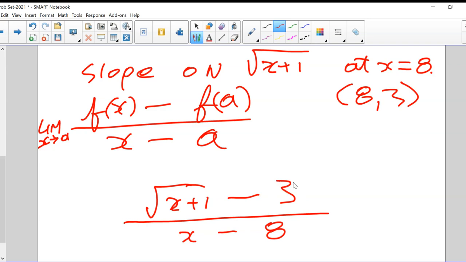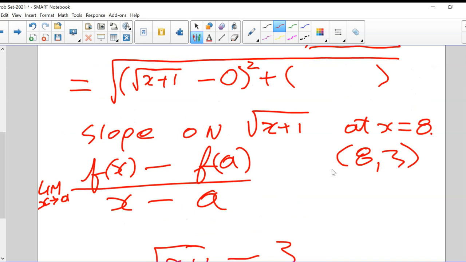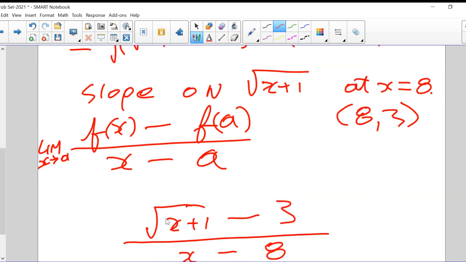So where's the 8 from? Tomaleo is asking. I made up 8. I just said what if, and I use 8 because 8 is a convenient number to use because the square root of 9 is 3. That's why I chose 8. But back when we were doing first principles, and we had this f of x minus f of a over x minus a, we said f of x would just be the function itself. So the square root of x plus 1, minus the value of the function at the point that we're trying to measure this at, which turned out to be 3. When you put the 8 into that, you get 3.